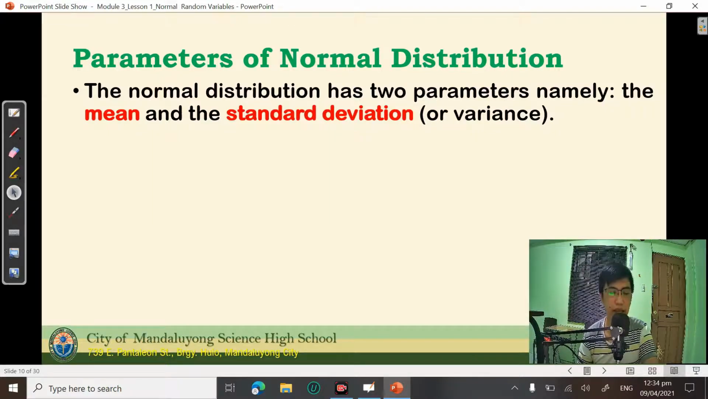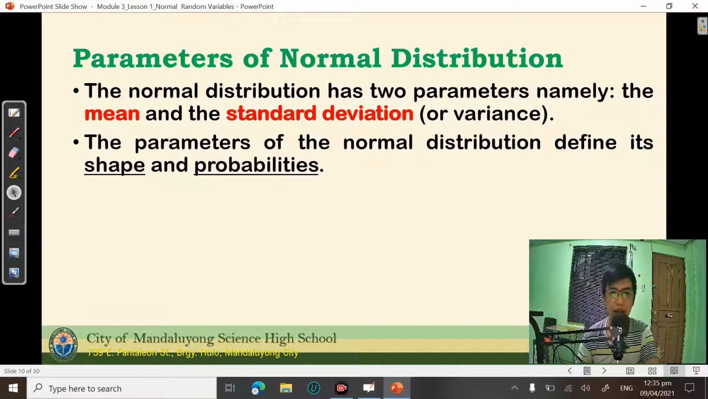And we have discussed in the previous lesson that the mean talks about the location in terms of the center, because it summarizes the data into a single value, while the standard deviation or the variance is the measure of how spread out the individual data are with regards to the mean or the center or the expected value. How far each individual score is from the mean, that's the standard deviation or variance. The parameters of the normal distribution define its shape and probabilities. So later on, we're going to see the shape, and the next video will talk about probabilities.